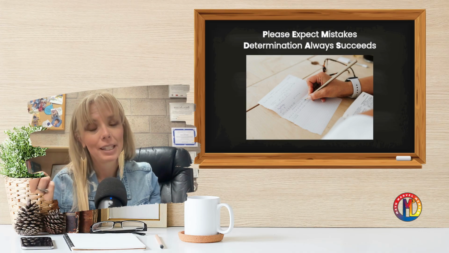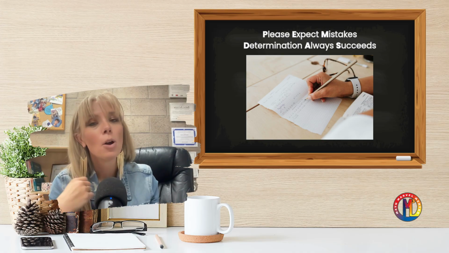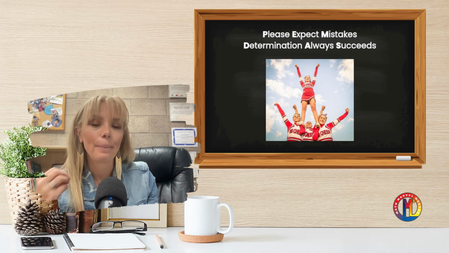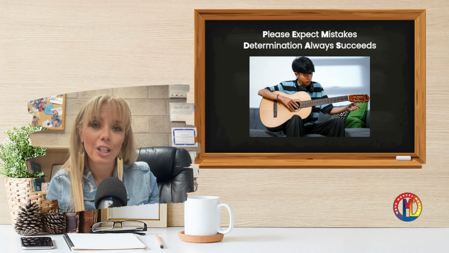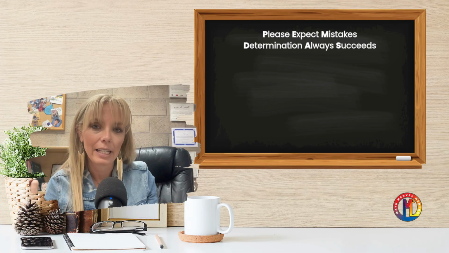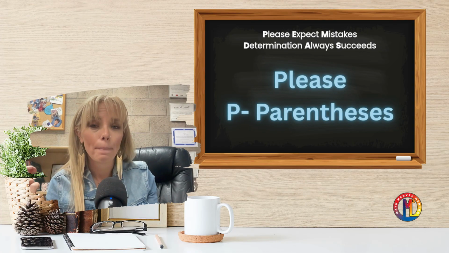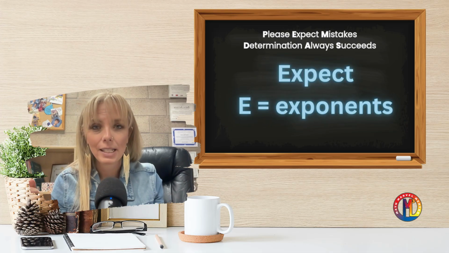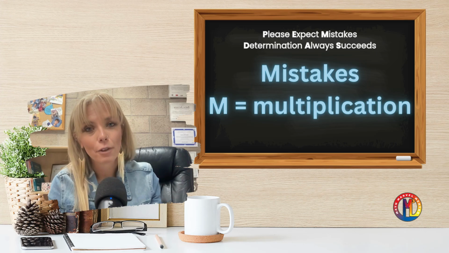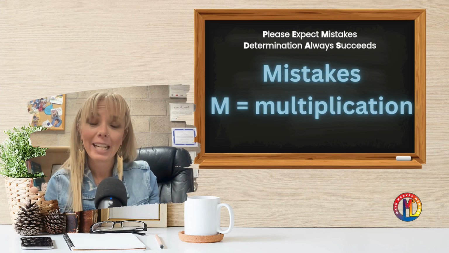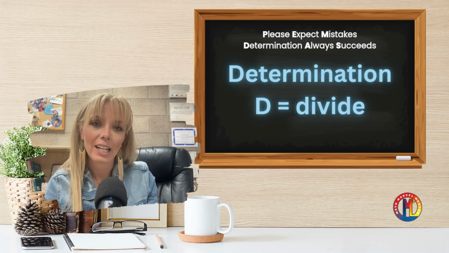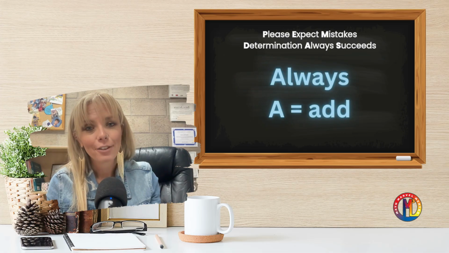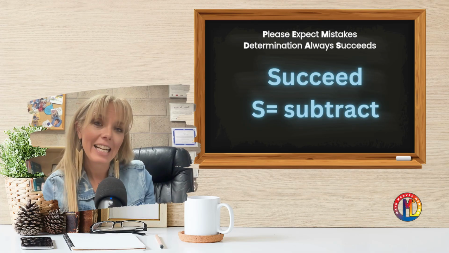Anything that you want to do in life, whether it's getting through a math problem or making the varsity cheerleading team, whatever it is, determination, practice, continually showing up is what helps you to succeed. So Please stands for P, parentheses. Expect stands for E, exponents. Mistakes, M stands for multiplication. Determination, D stands for division. Always, A stands for addition, and then Succeed, S stands for subtraction.